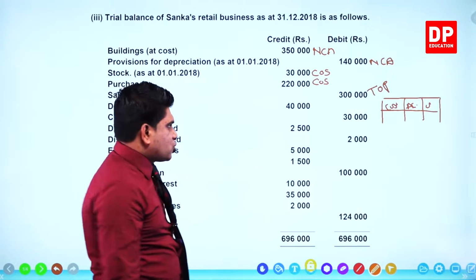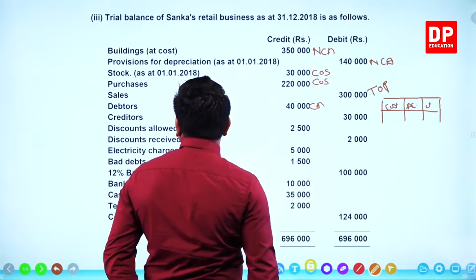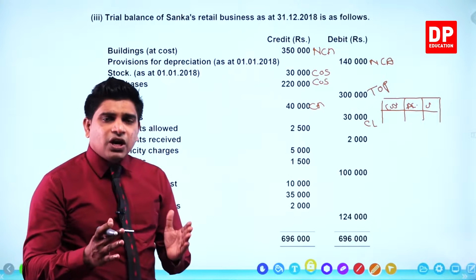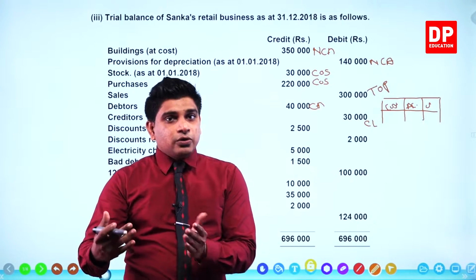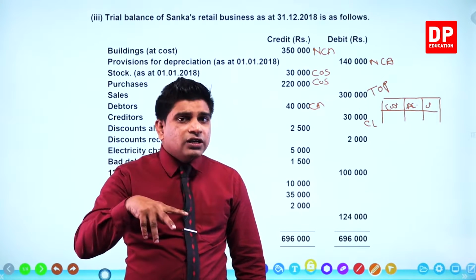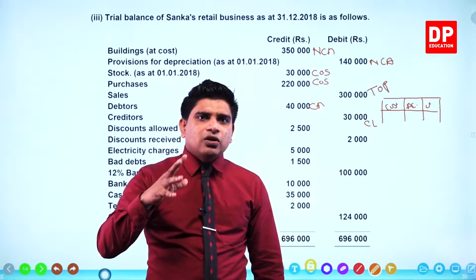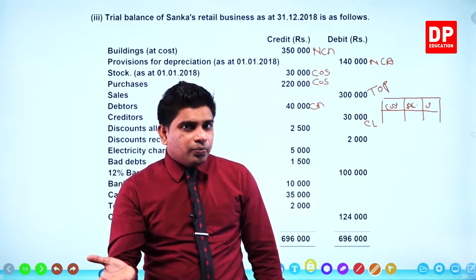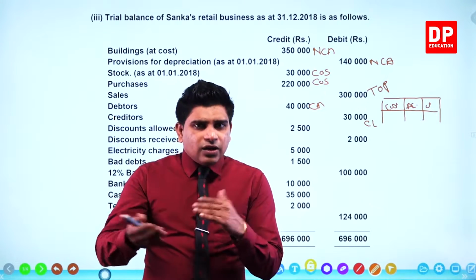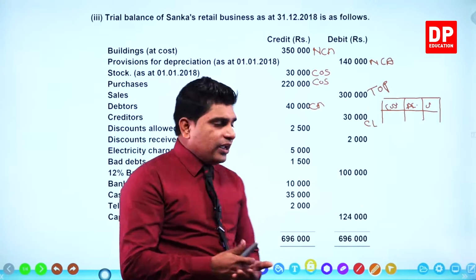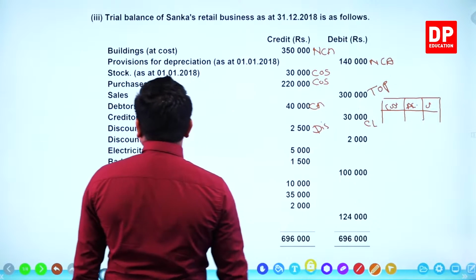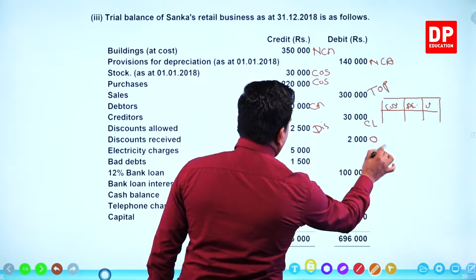Debtors, current assets. Creditors, current liability. Discount allowed: we give the discount. Why do we give the discount? To collect money immediately. A trade discount we give to promote our sales, but trade discounts are not recorded in the accounting. But finally, why do we allow the discount? To collect money immediately. So it comes under distributing expense. Then discount received, it's other income, OI.